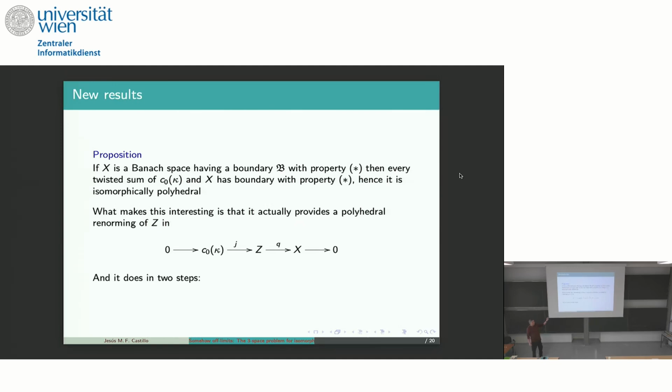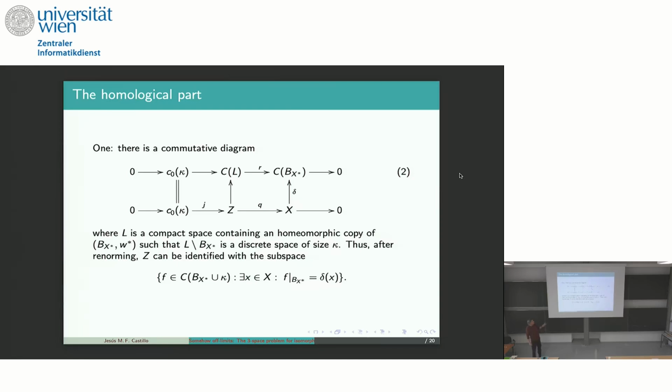Blah, blah, blah, we prove it. If you have a twisted sum of c0, c0(Γ), and a Banach space admitting a boundary with the additional property asterisk, then the middle space admits a boundary with that property and therefore is isomorphically polyhedral, and we are done. The nice part of this is we are able to produce a norm on the middle space. How do we do that? In two steps. First one is drawing a little bit.